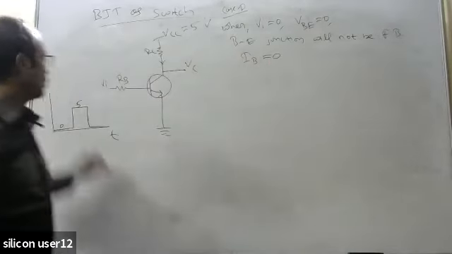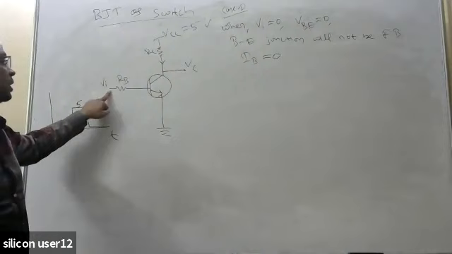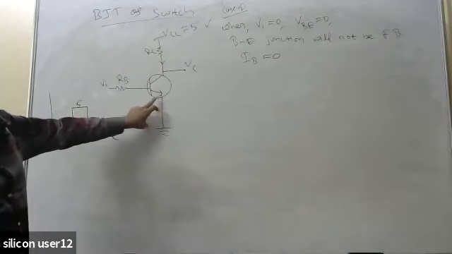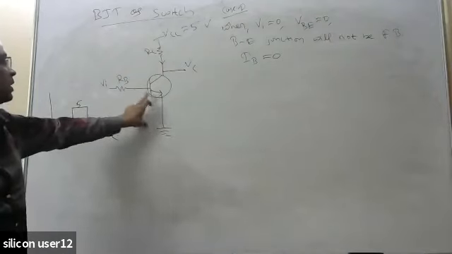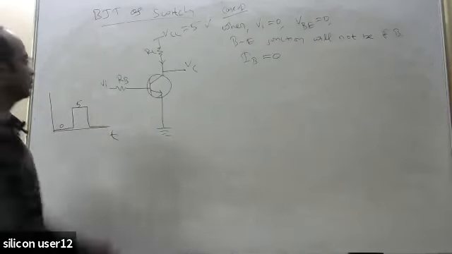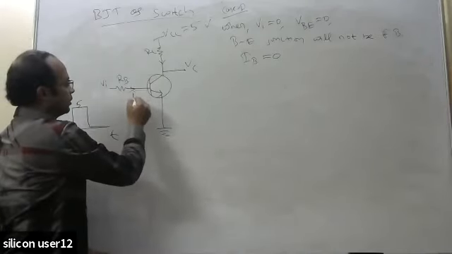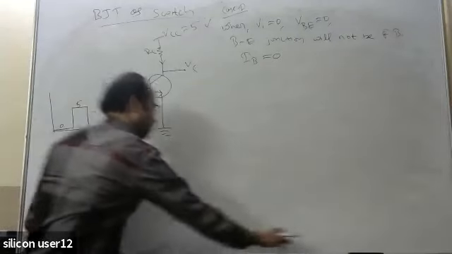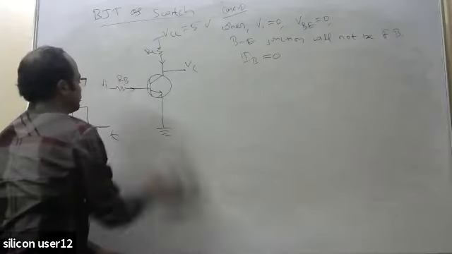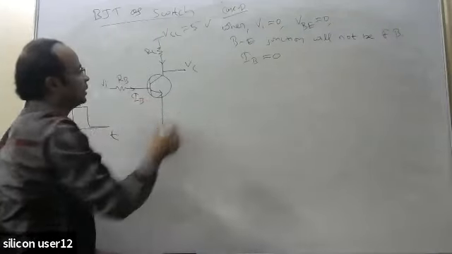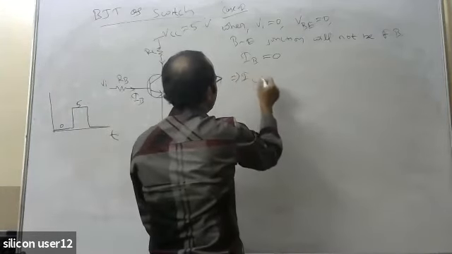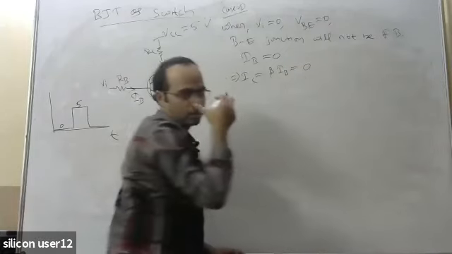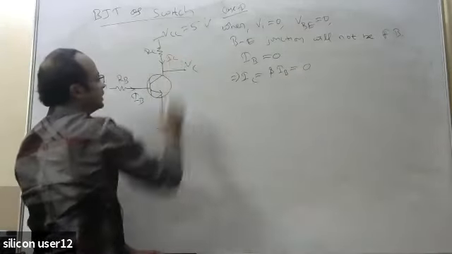Yes or no? Because I am applying 0 volt here, I am not keeping this base emitter junction in forward bias. So if it is not forward biased, then the base current will be equal to 0. This is my base current, IB. So IB is 0, which implies IC equal to beta IB equal to 0. So IC is 0.